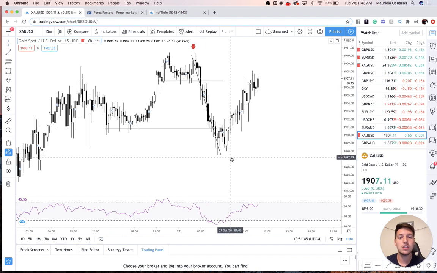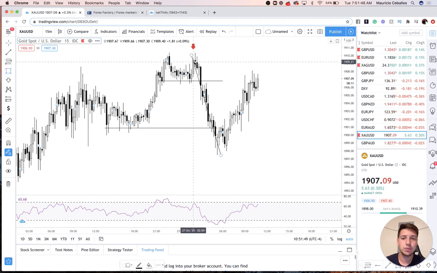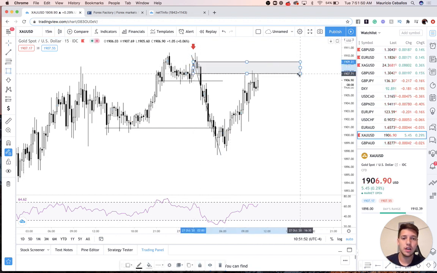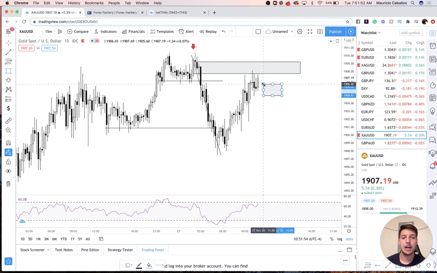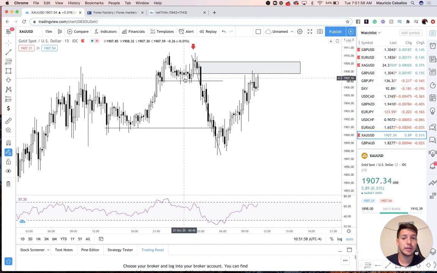Knowing that, we can expect the market to at least do a retracement back up into these zones before it does any other move. That does not mean it's going to respect that specific area, because the market could go a little bit higher, but that is an area where you can expect the market to retrace at least to those zones.